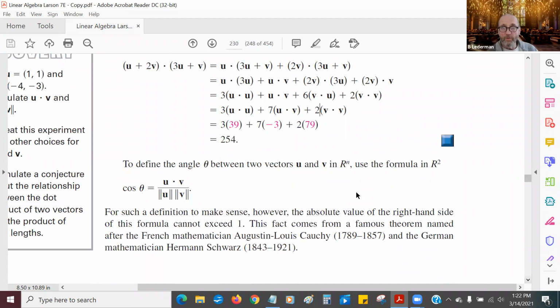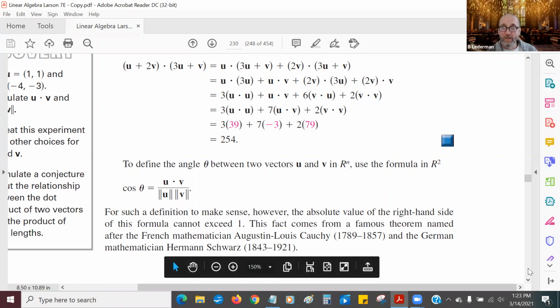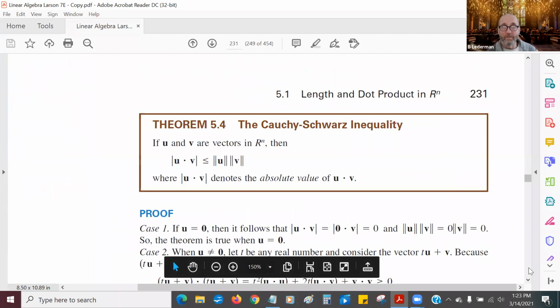Now, the absolute value of the right side of this formula cannot exceed 1, because cosine theta, as you know, the range of cosine theta is from -1 to +1. So this has to stay within that range. So for this definition to be a sensible definition, we have to establish that u dot v over magnitude u times magnitude v will always be in that range. That's what we're trying to say over here. So let's go and do that, because otherwise it doesn't make much sense.